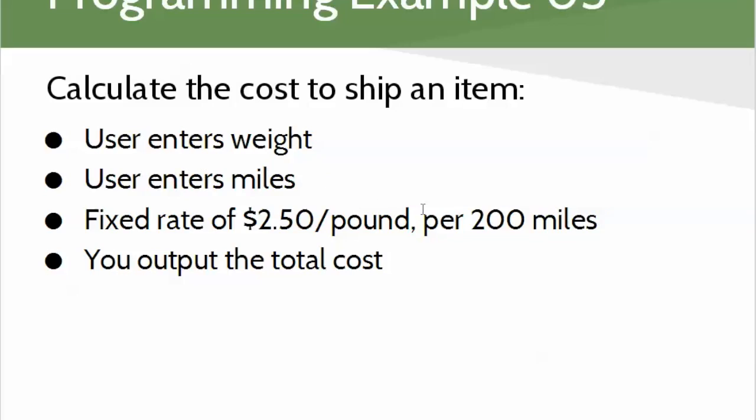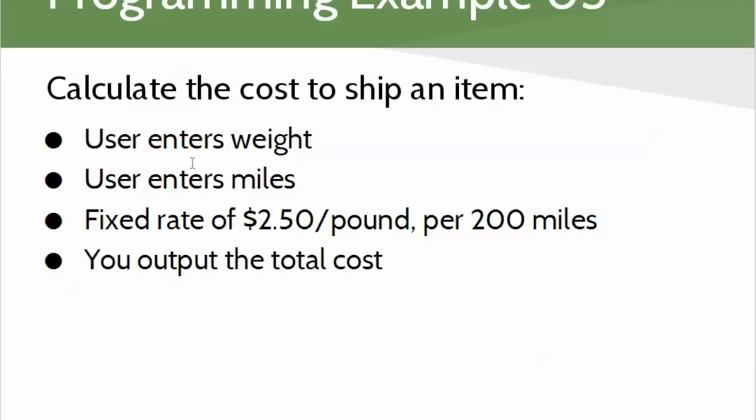So for instance, if it's 800 miles, it's going to be 4 times whatever this $2.50 per pound ends up being. And you're also going to have to know the weight of the item that you're going to ship. Of course, if it's 2 pounds, then it's going to be $5 per 200 miles. And then at the end, we're going to output the total cost.